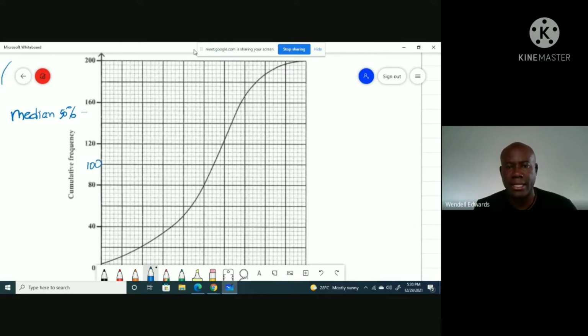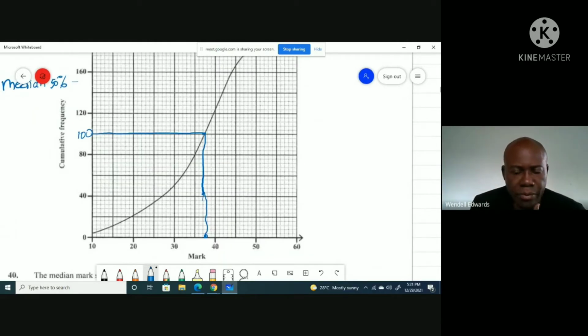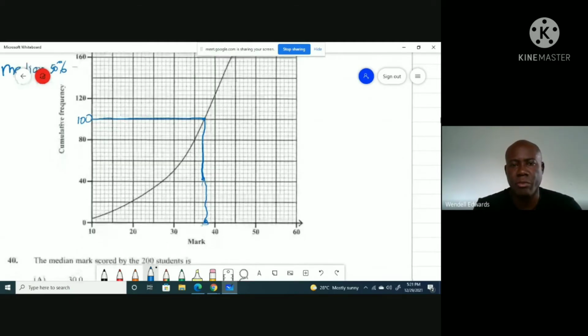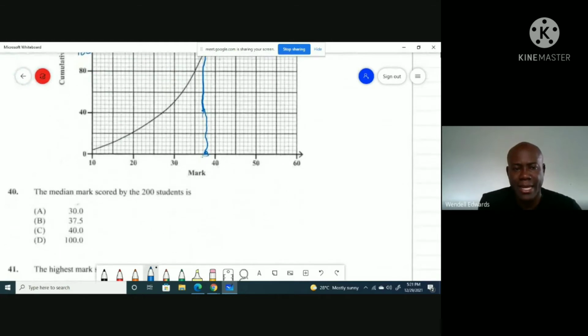We're not going to take this as the answer though. We would have to go across from this, and right where it touches the curve, we're going to read off down here. We have to take this down, all right? So if these are the marks I'm looking at, this is 30, 40, this is 35, 36, 37, 38. So it came down between 37 and 38. So I'm looking for 37.5. That's exactly where it came down here. And that's the response there.